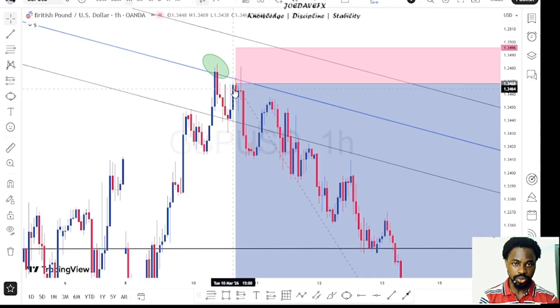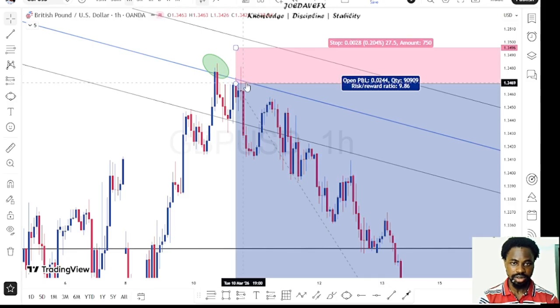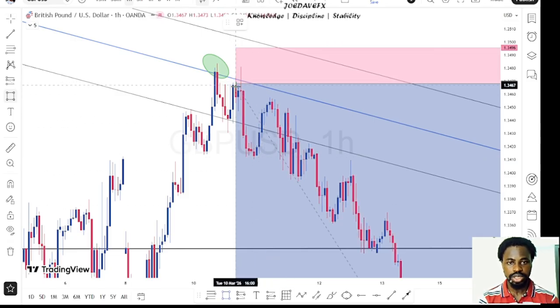And so I got in on this one. Immediately I saw price rejected here, I got in, and then we sold down. Then the following day, I think, price came back again. And where did price come back to? This area.